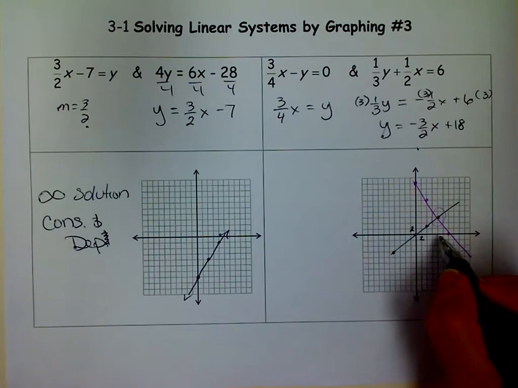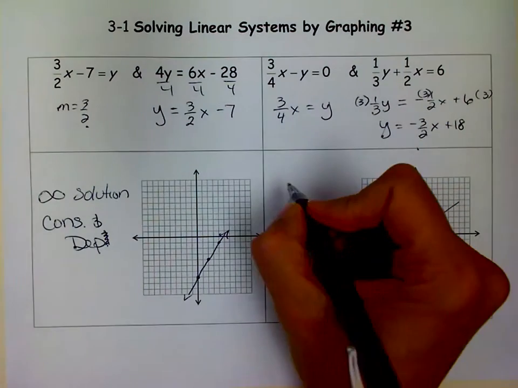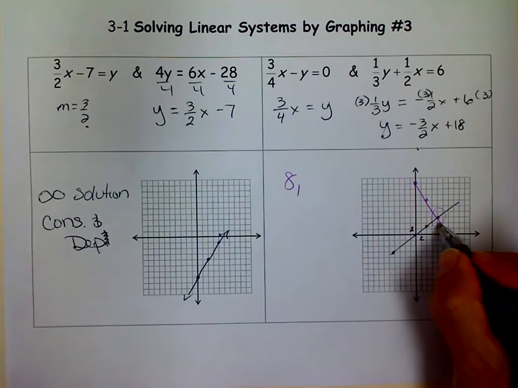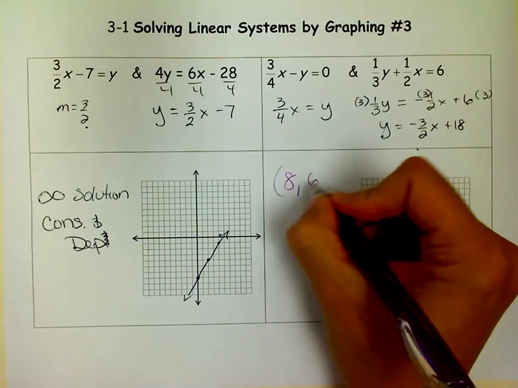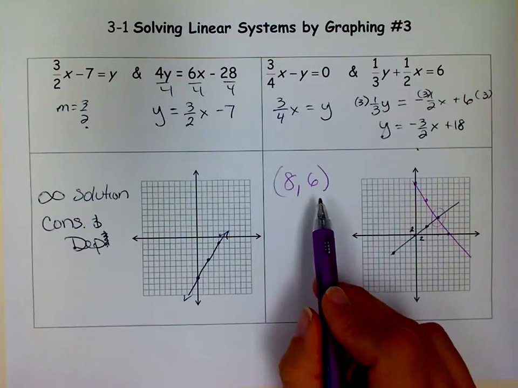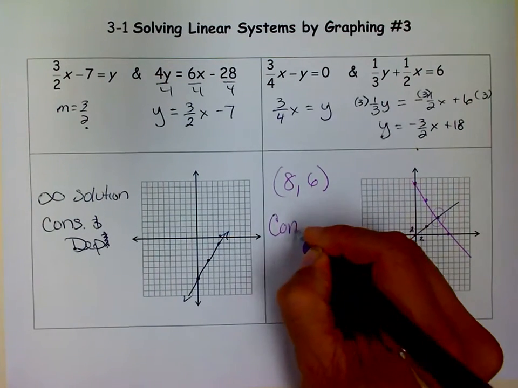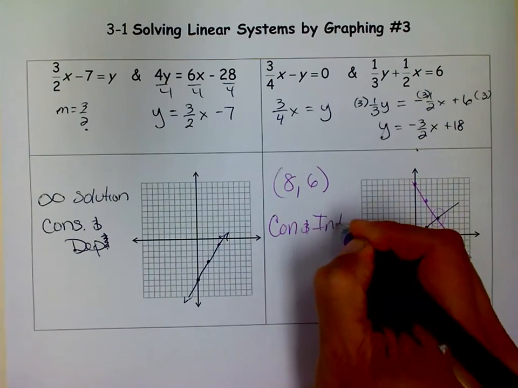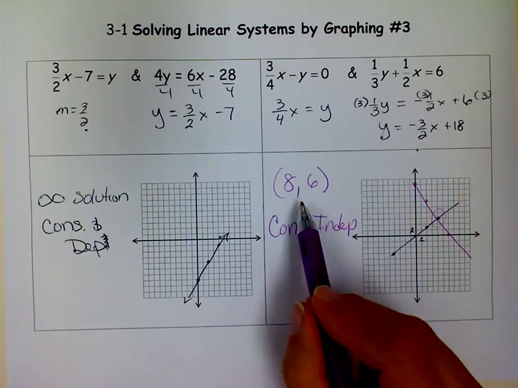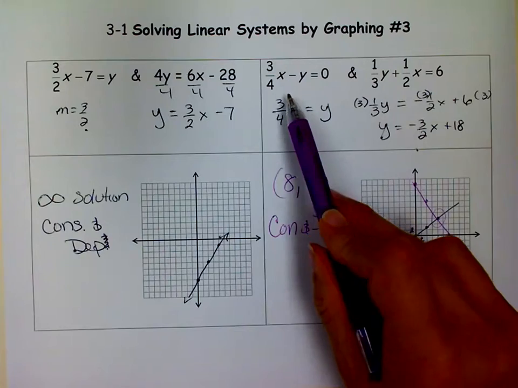But be careful when you're counting. Remember, we're counting by 2, so when we write the solution, we want to count correctly. So it's 2, 4, 6, 8, and then 2, 4, 6. So our solution is (8, 6). That makes this consistent and independent because it intersected once.